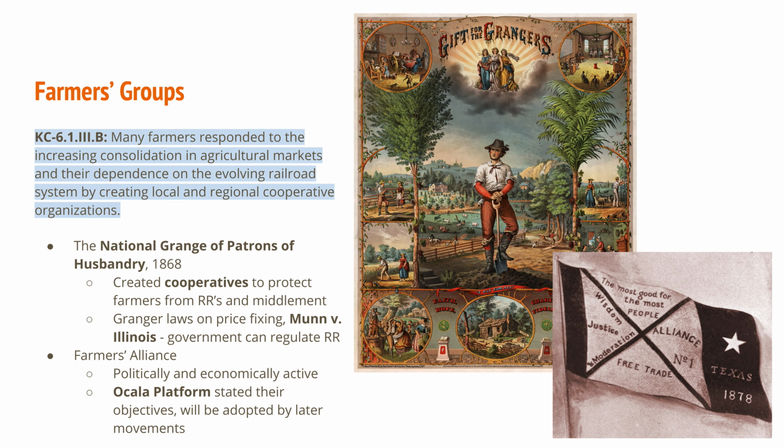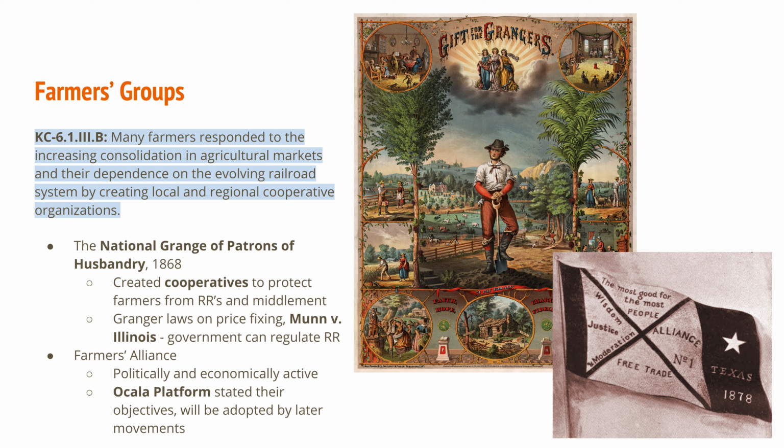All right, so we have the creation of farmers groups. Many farmers responded to the increasing consolidation in agricultural markets and their dependence on the evolving railroad system by creating local and regional cooperative organizations. The first one is the National Grange of Patrons of Husbandry in 1868, or we just call this the Grange. So they created cooperatives or co-ops to protect farmers from railroads and middlemen.